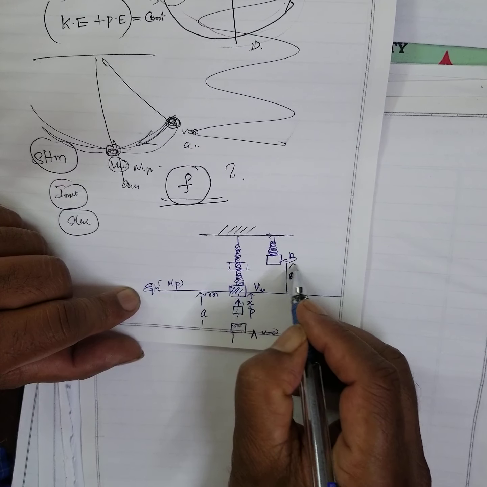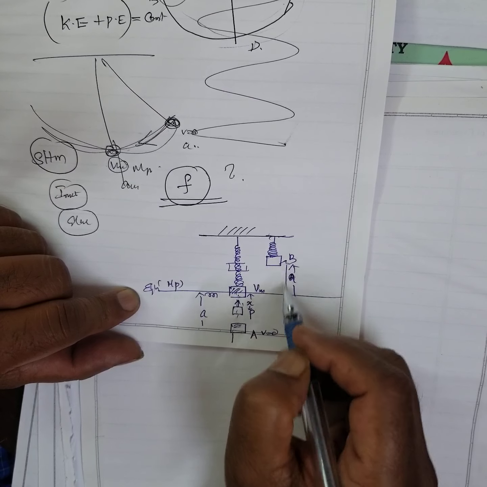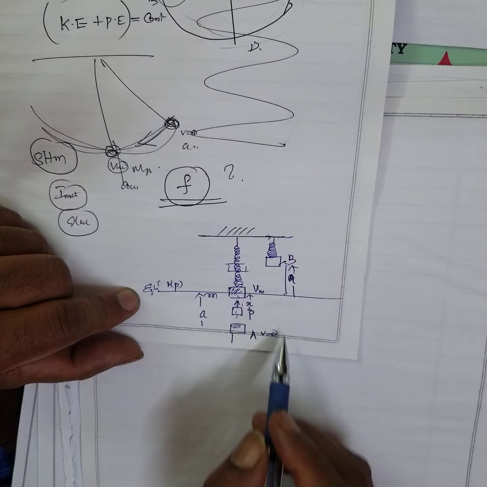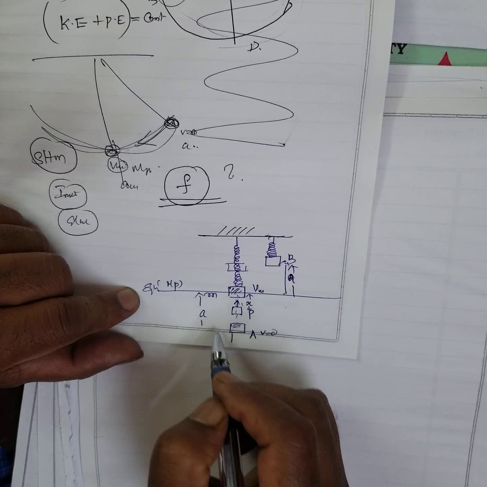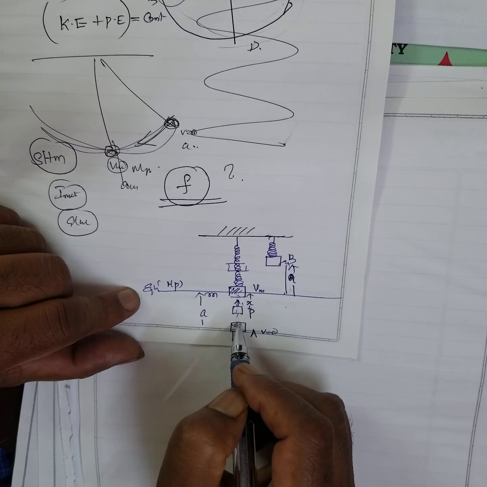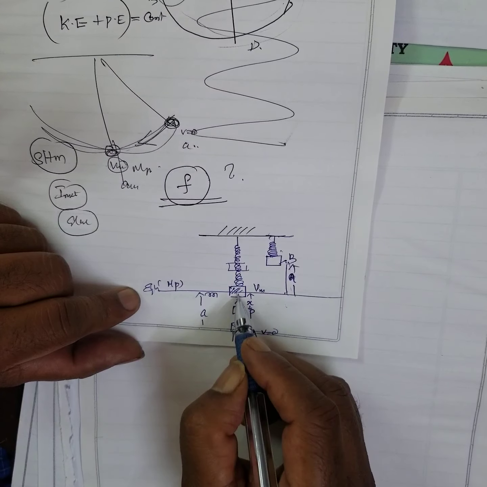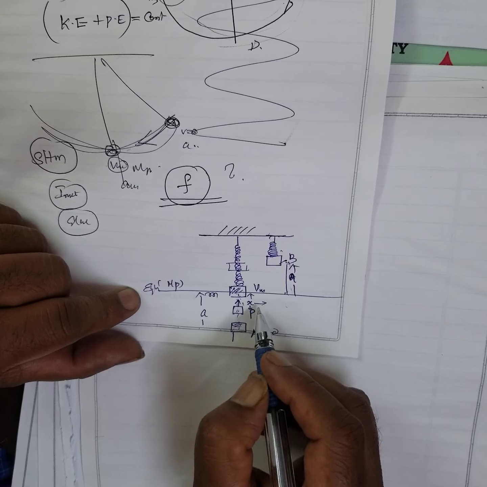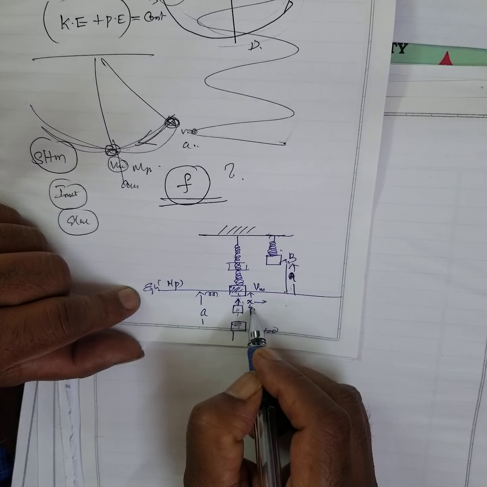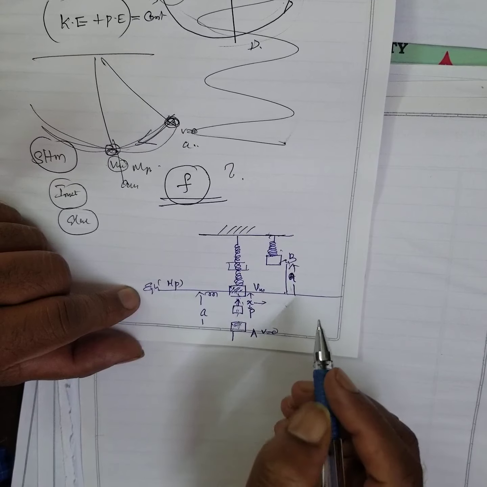This is also the maximum position it goes, right? If energy is lost, say. Now this is called amplitude. What is amplitude? Displacement from the mean position. This is also displacement from the mean position. What is X? X is the displacement at any instant from the mean position.